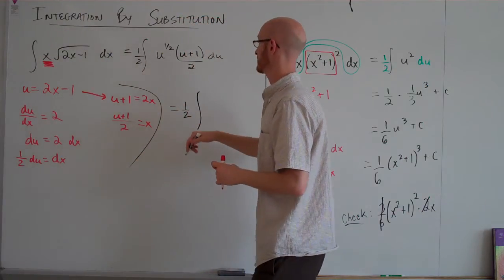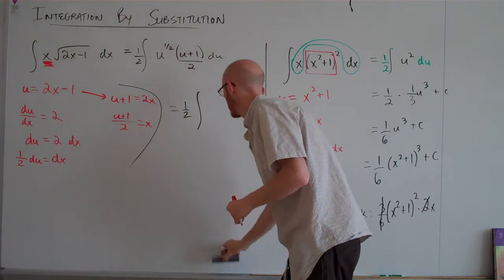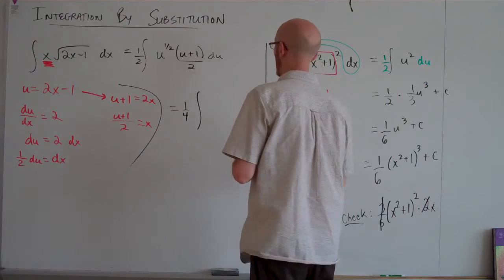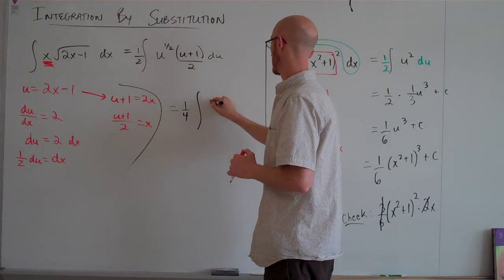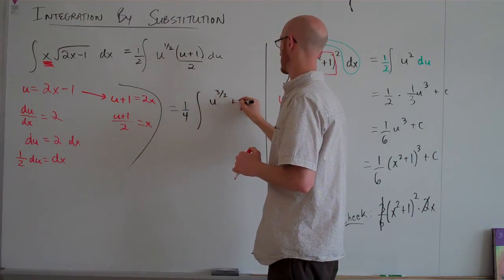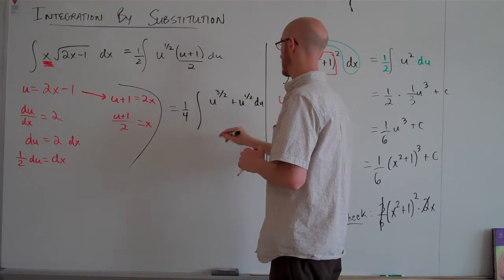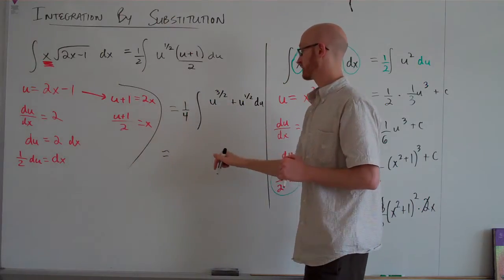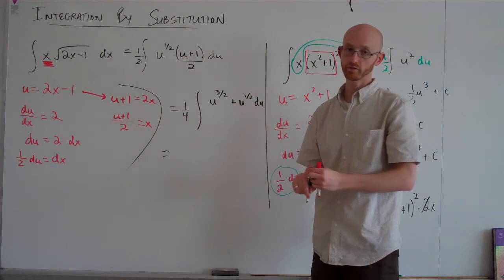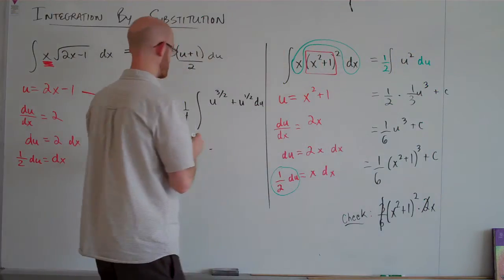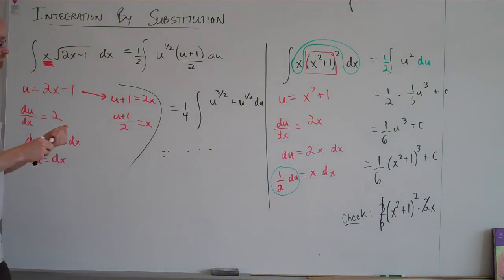And then I'm going to leave some of this up to you. Actually, let's make that a fourth. And then we're going to distribute that in. That'll be u to the 3/2 plus u to the 1/2 du. And now you can take the antiderivative of each of those and then plug back in for u, and you'll have your integral done. So I'll just leave that for you to finish.